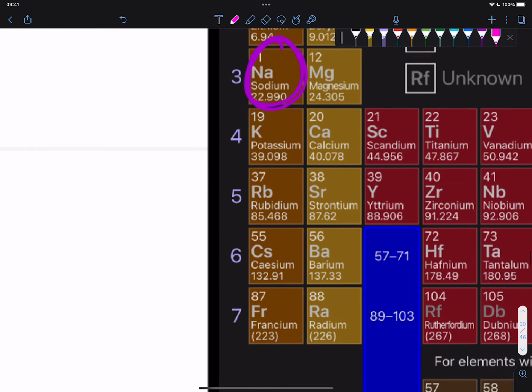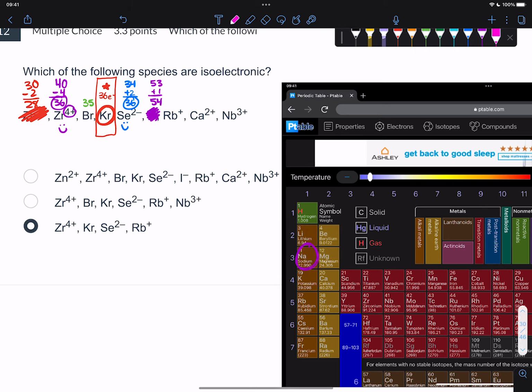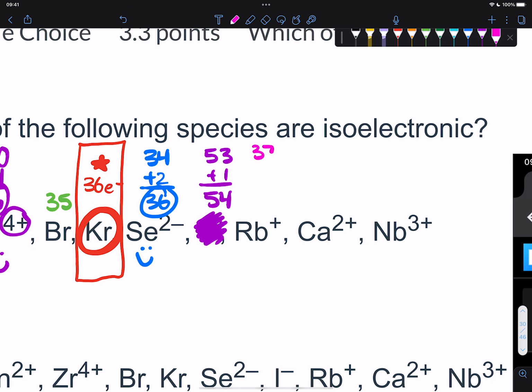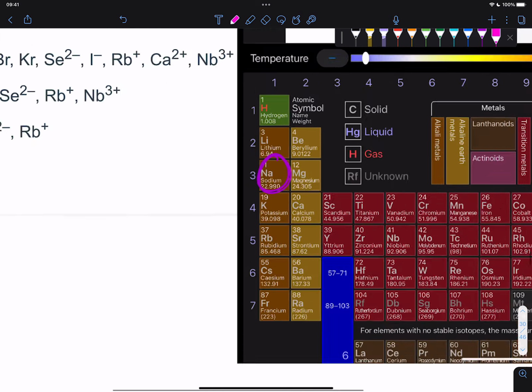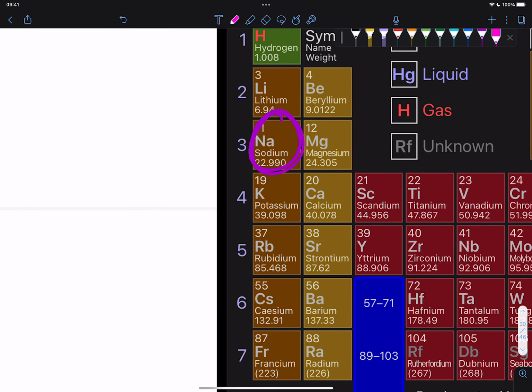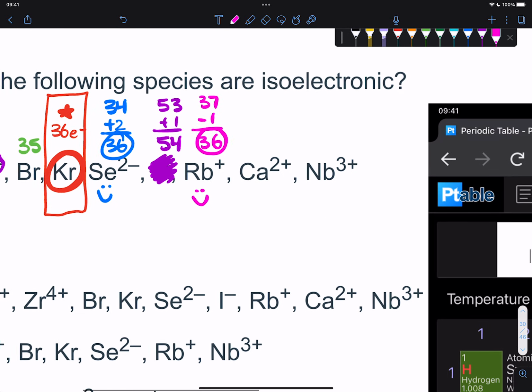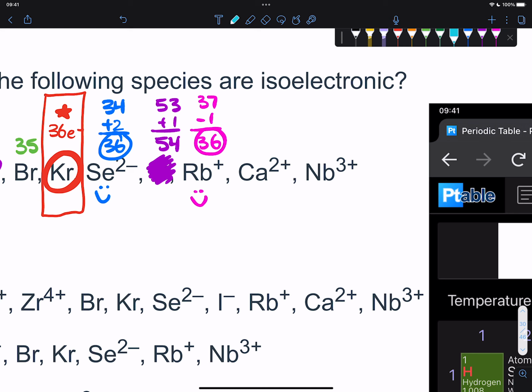Rubidium is 37 normally. So that's going to be 37 protons, therefore it's going to have 37 electrons when it's neutral. Now we are losing 1 electron, so that's going to give us 36. That's looking good as well. Calcium normally is 20. That's pretty far from 36, so that's not looking good. We're subtracting 2 electrons, because it lost 2, so it's 20 minus 2, which gives 18. That's too far away, it doesn't work.